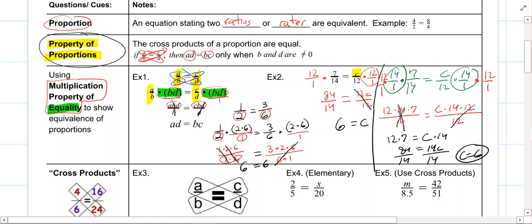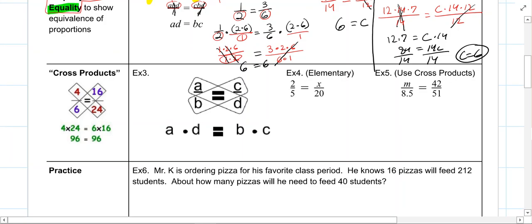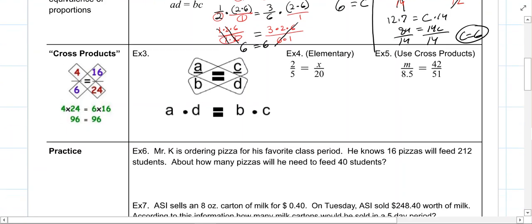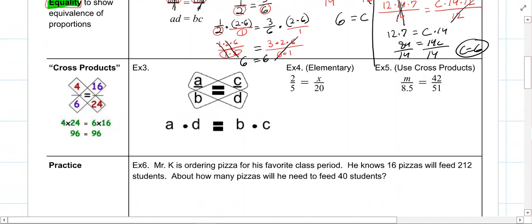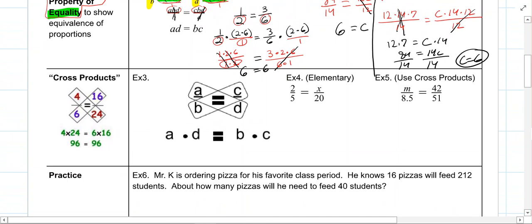You may need to watch these a few times just to get a real good idea of it. Now, you don't have to do all that work when you're working, okay? You're just going to be using cross products, and that was all the proof that cross products works. All right, so let's go ahead and do this one down here.